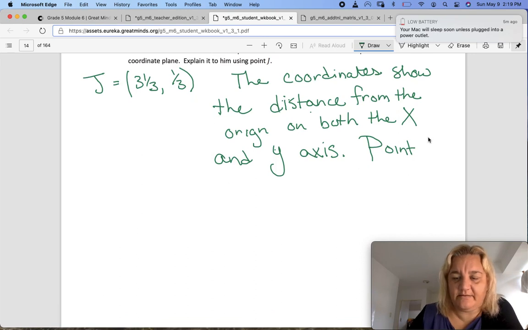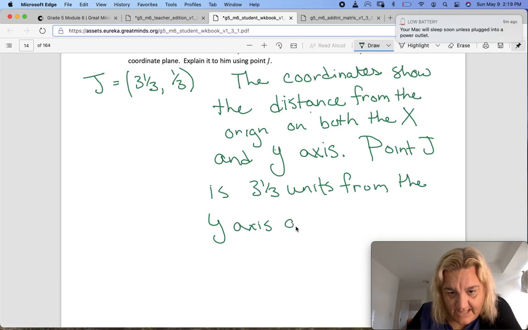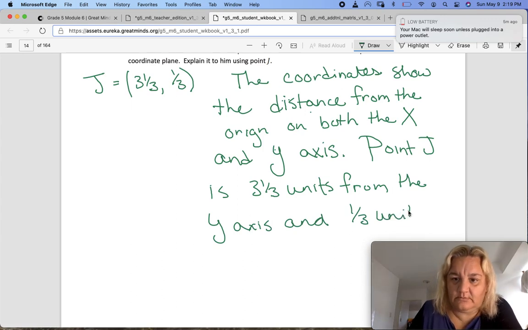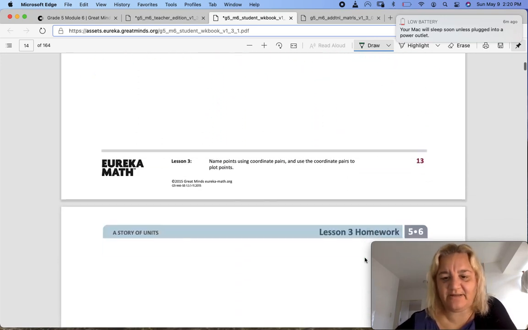Point J is 3 and 1/3 units. We don't know if it's inches or centimeters, or it doesn't matter. From the y-axis, and 1/3 units from the x-axis. Okay? So, well, hopefully that would explain it to Jack. If you have a better way of writing that, please do.